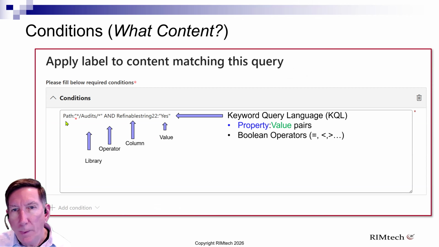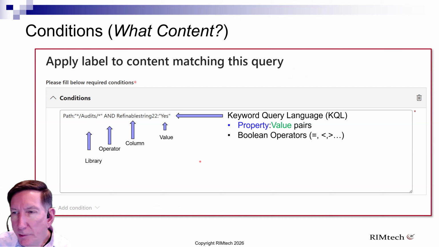So what do I type into my condition? This. How do I interpret that? Well, this is the library, this is the operator, this is the column name, and this is the value of the column name. What am I doing here? I'm using a kind of miniature programming language called KQL, Keyword Query Language. It's very simple in nature. It's a bit of a stretch to learn it, but it's pretty powerful. And you have to use it. You have no choice.